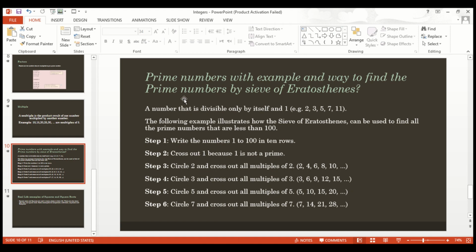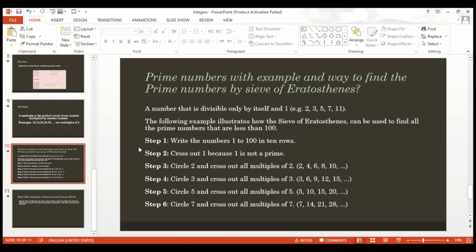Next, I'm going to be telling you what prime numbers are, with examples and ways to find prime numbers by Sieve of Eratosthenes. Prime numbers are numbers that are divisible only by itself and 1. Examples include 2, 3, 5, 7, 11, and so on. The following example illustrates how the Sieve of Eratosthenes can be used to find all the prime numbers that are less than 10. Step 1.